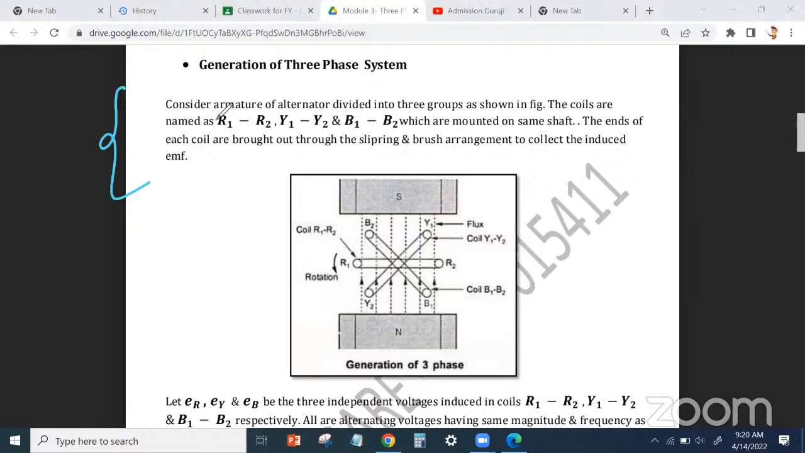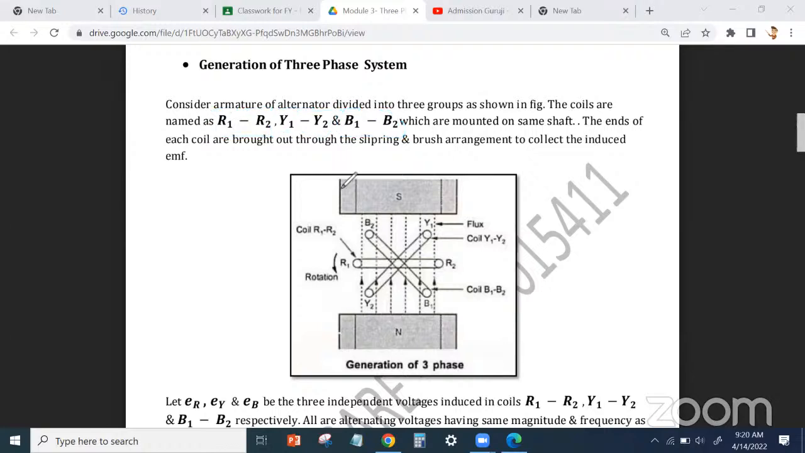What do we need to understand here? We have one hardware. The hardware has three coils: R1, R2, Y1, Y2, and B1, B2. So that will give the three supplies. What is slip ring and what is brush? That is for the fourth and fifth module. Right now understand that in the circuit we have three different coils because we want to generate three supplies. So R1, R2, Y1, Y2, B1, B2 are the three coils.